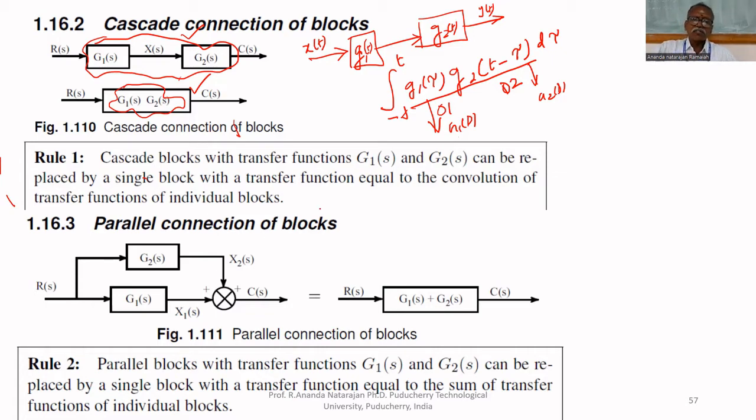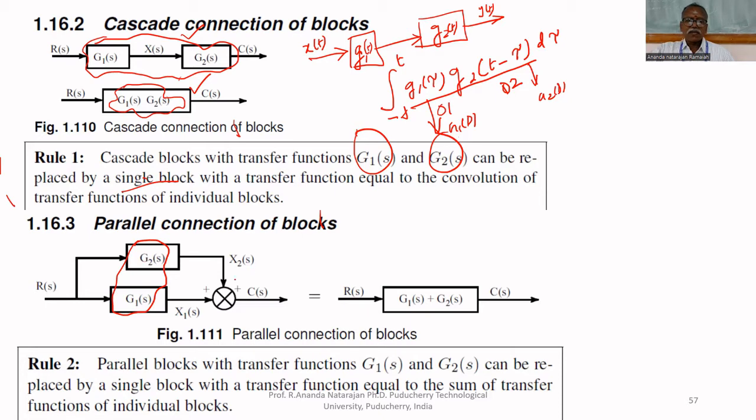Cascaded blocks with transfer functions G1(s) and G2(s) can be replaced by a single block with a transfer function equal to the product of the individual transfer functions, since convolution in time domain is multiplication in frequency domain: G1(s) multiplied by G2(s). Second rule: if two blocks are in parallel, one block is G1(s) and another block is G2(s).